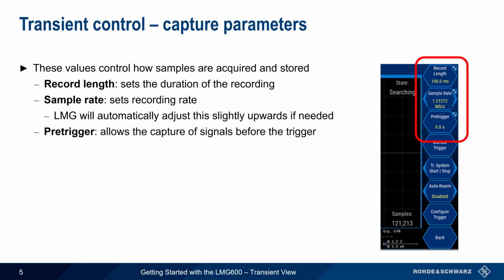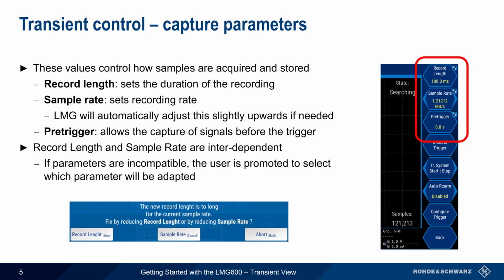The pre-trigger enables capture of signals for a period of time before the trigger event. One thing to note is that record length and sample rate are interdependent, in the sense that if the user-entered parameters are incompatible, for example, too long of a record length for a given sample rate, then the user is prompted to select which parameter will be adapted.